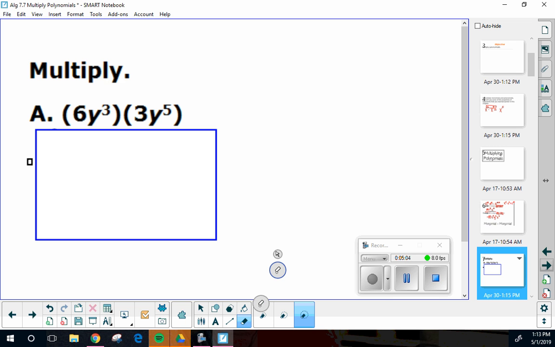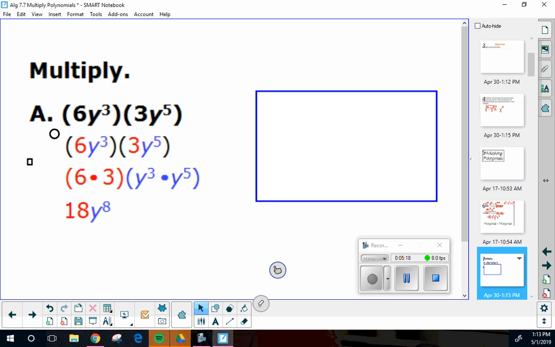When I ask you to hold them up, I want you to hold your whiteboards up so I can see how you're doing. All right, hold your whiteboards up. If you aren't quite finished yet, you can catch up on the next one. The answer is going to be 18y to the 8th.